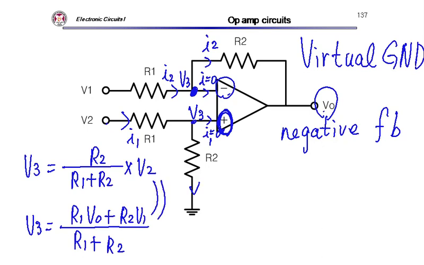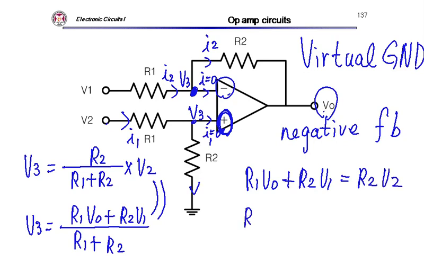Then, how can I calculate it? R1 VO plus R2 V1 should be the same as R2 V2. So my VO should be R1 over R2 times (V1 minus V2). Okay?